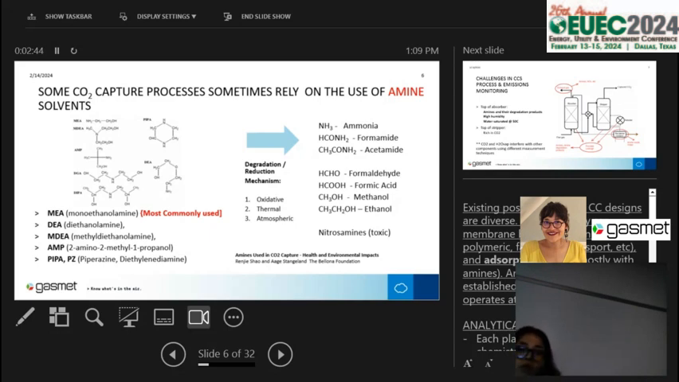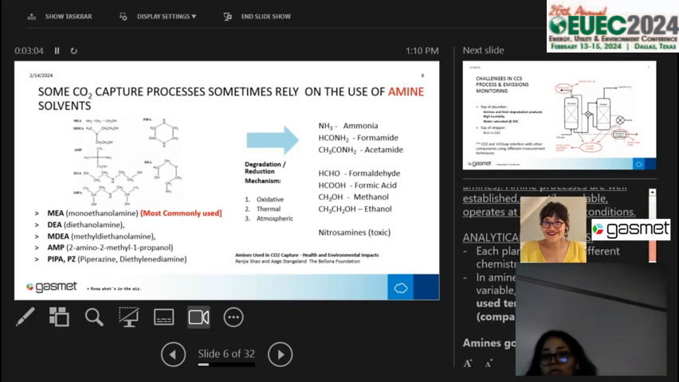The most common ones are based on membranes and others with absorbents such as amines. So these amine processes are well established, they're versatile, they're scalable, and they operate at atmospheric conditions. Some analytical challenges in them include that they have, of course, a lot of components there.